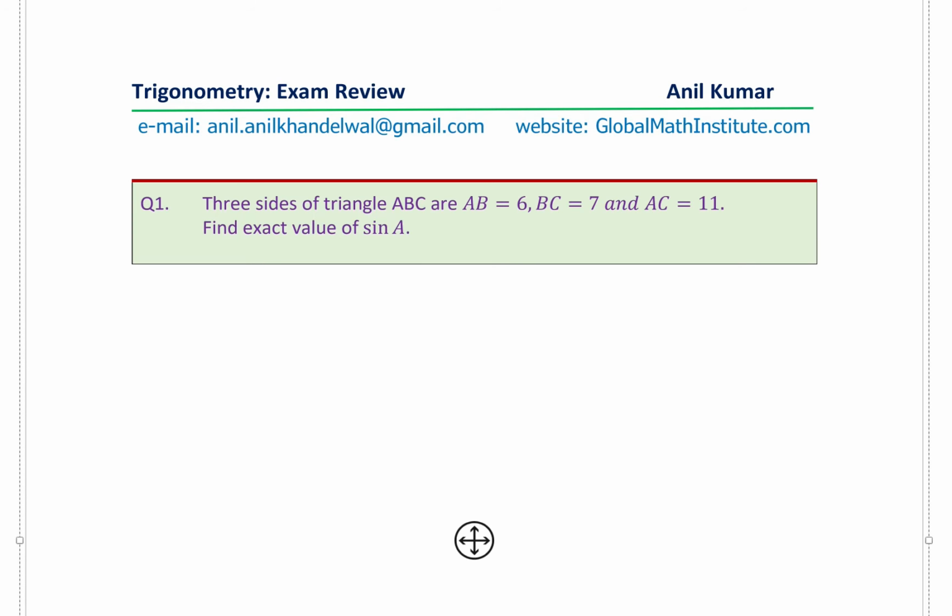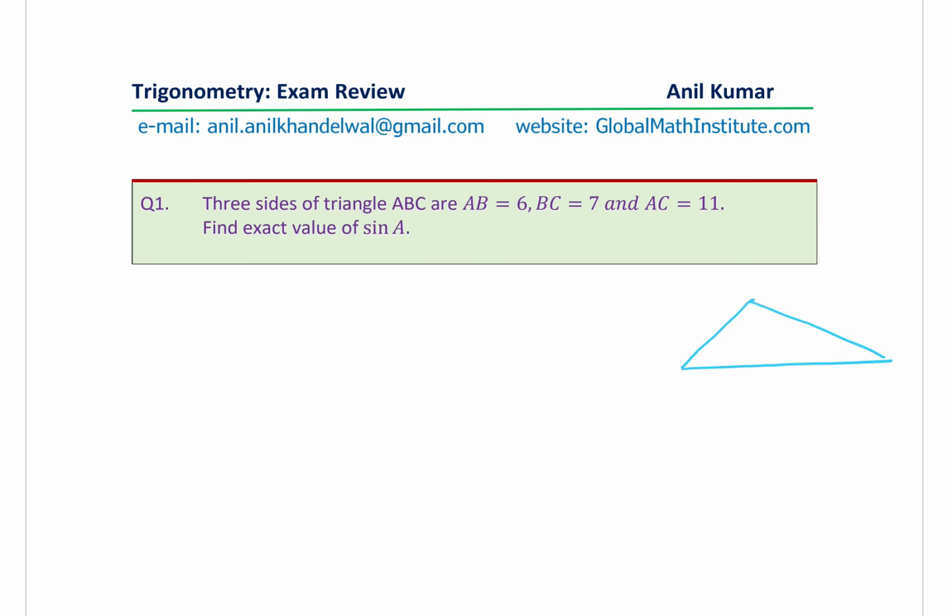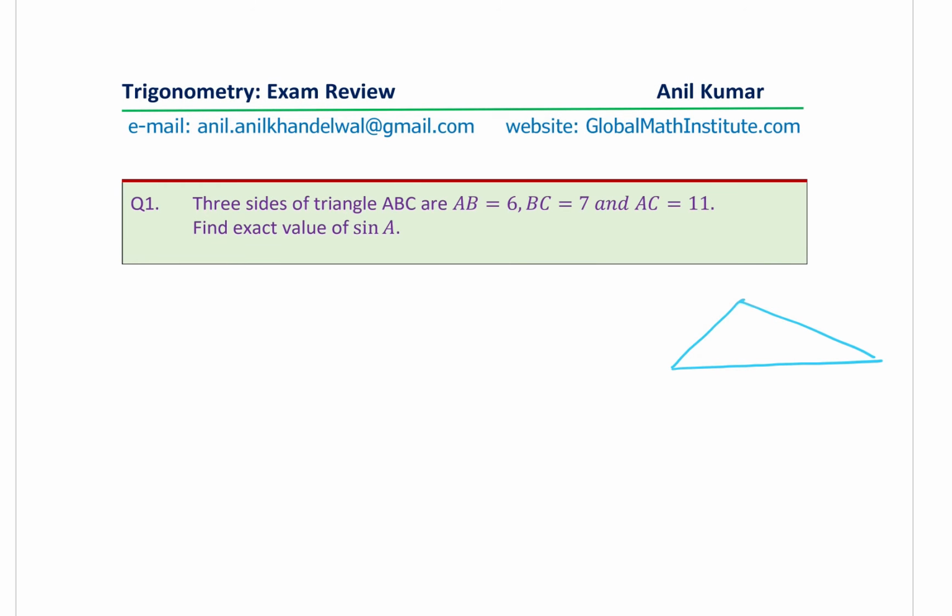Question number 1. Three sides of a triangle ABC are given to us. So let us sketch the triangle itself. Let me make a general triangle here, with the vertices A, B, and C. The length of the sides given to us is AB is 6 centimeters, BC is 7, AC is 11. So in the given triangle, we know three sides.